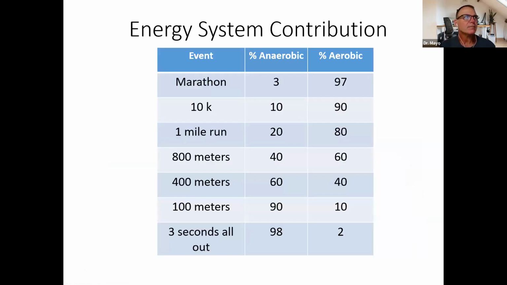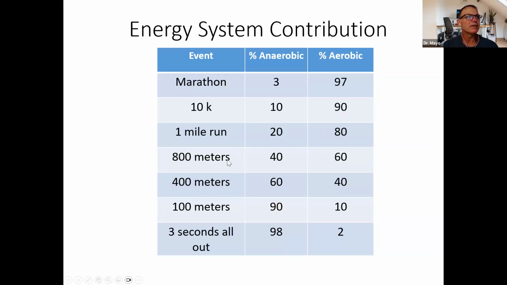And this is where I was going earlier when I was talking about the contributions. If you're running a marathon, it's 97% aerobic and 3% anaerobic. That means you're producing a little lactic acid, just not enough to stop your exercise. Then as you go from a marathon to a 10K, which is 6.2 miles, it's still 90% aerobic and 10% anaerobic. And then as you get to a mile run, it's 80 aerobic and 20 anaerobic.